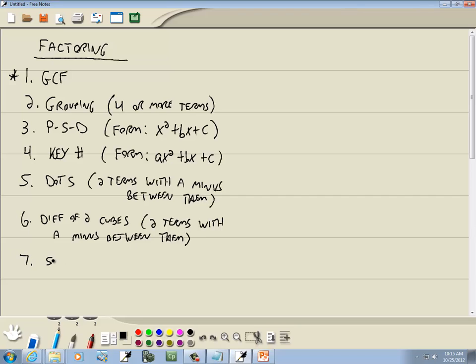And then our seventh method is the sum of two cubes, and that's two terms with a plus between them.